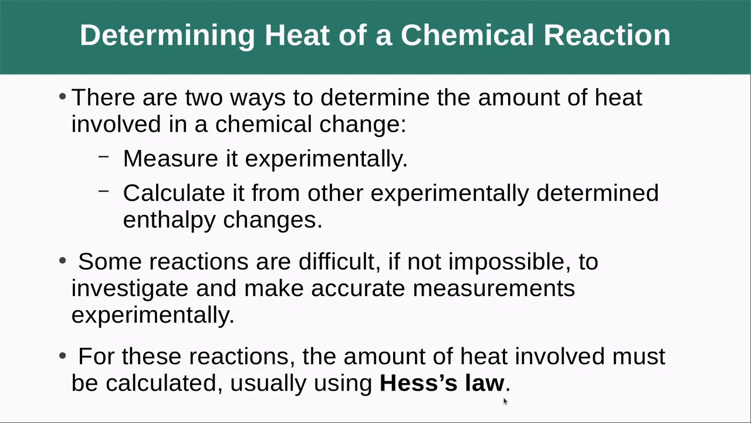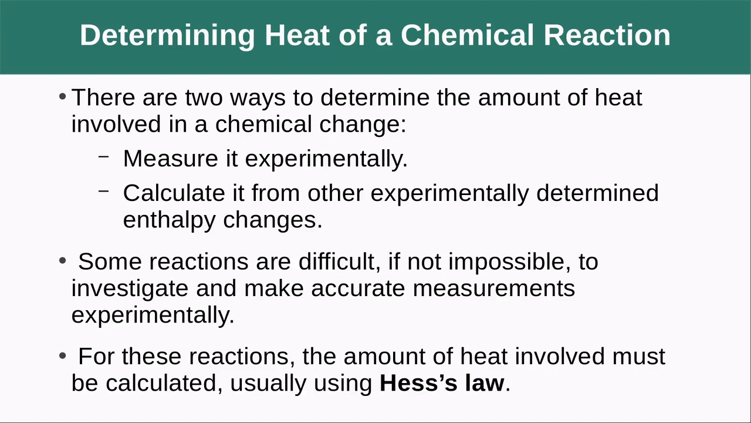There are 2 ways to determine the amount of heat involved in a chemical change. We can measure it experimentally. We saw how to do that with calorimetry. Or we can calculate it from other experimentally determined enthalpy changes. Some reactions can be very difficult, if not impossible, to measure directly.